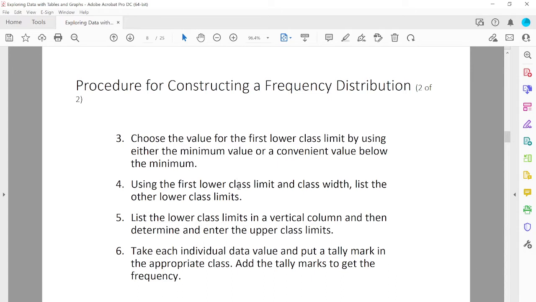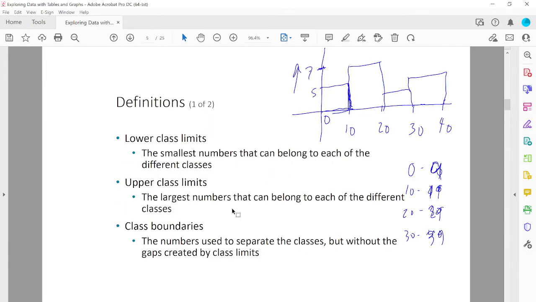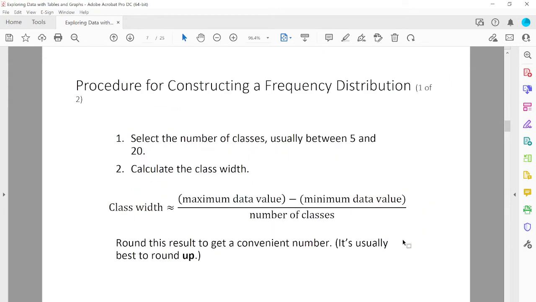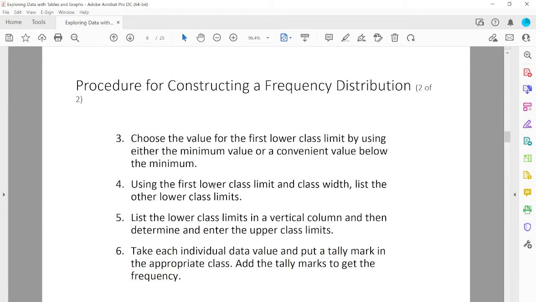Using the first lower class limit and the class width, list the other lower class limits. So for example, here the first lower class limit is 0 and the class width is 10. So the next lower class limit would be 10, next would be 20, and next would be 30. So that's our step 3. Using the first lower class limit and class width, we can find the rest of the lower class limits. List the lower class limits in a vertical column and then determine and enter the upper class limits. Take each individual data value and put a tally mark in the appropriate class.